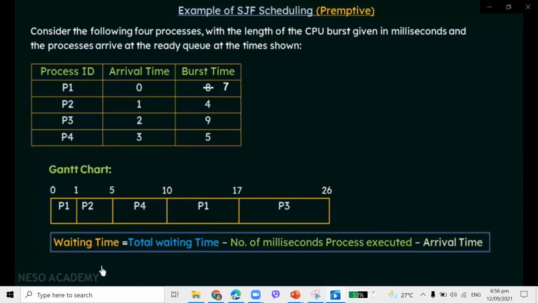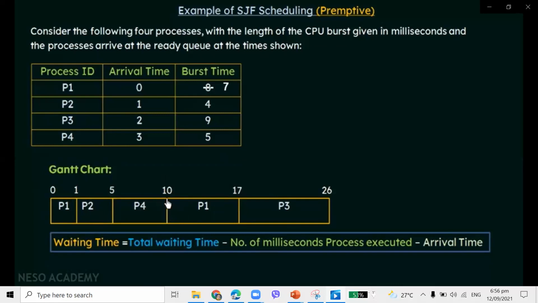So the waiting time is the time that a process spent waiting. So that will be the total waiting time that we can see from the Gantt chart minus the number of milliseconds the process executed. Because we saw that since this is a preemptive scheduling, there may be times when the process has already executed, like in case of this P1, it executed for 1 millisecond in the beginning, then after that it was given again and then it completed at 17 milliseconds.